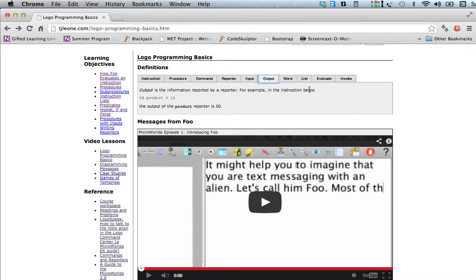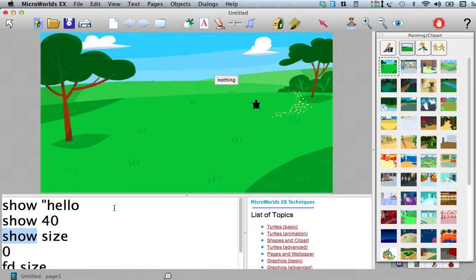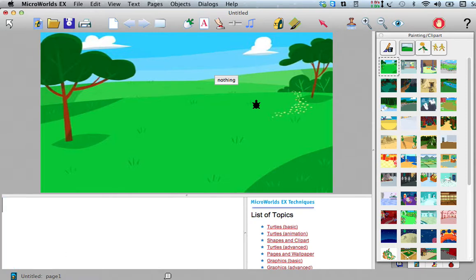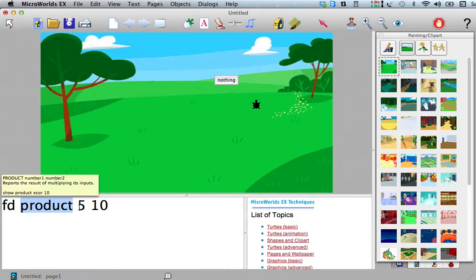So for example, here's another example: forward product of 5 and 10. Let me write that one down, and you can try all these out. I suggest you do too, just to get a feel for how these things work. So forward by the product of 5 and 10. Product is a procedure. It's a reporter that reports the product of two numbers. So what's going to happen here? Product is going to multiply 5 and 10 together, and the output of product is going to be 50.